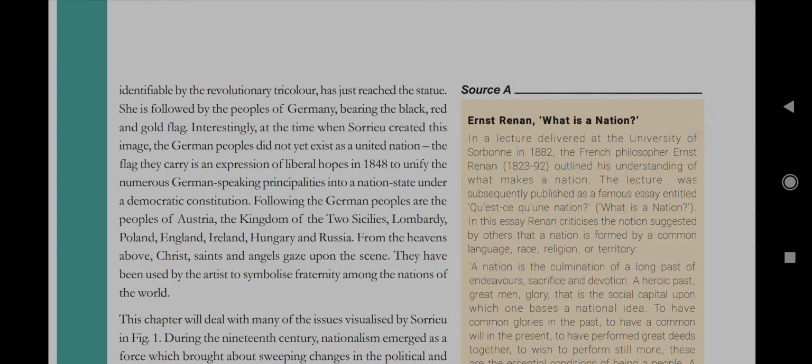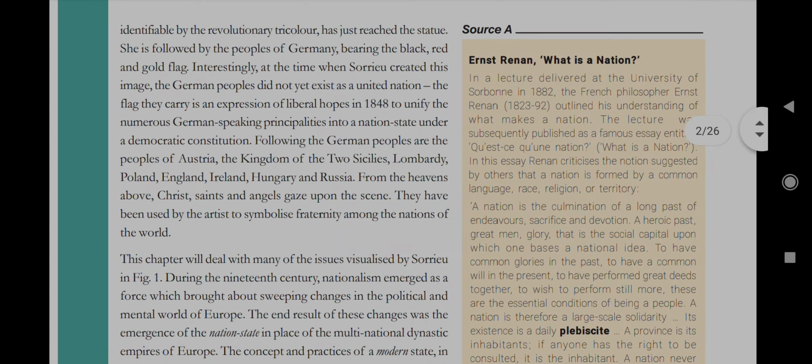The flag they carry is an expression of liberal hopes in 1848 to unify the numerous German-speaking principalities into a nation state under a democratic constitution. Following the German people are people of Austria, the Kingdom of Two Sicilies, Lombardy, Poland, England, Ireland, Hungary, and Russia. So this is a long chain, and I think you don't need to remember this. It's kind of obvious.